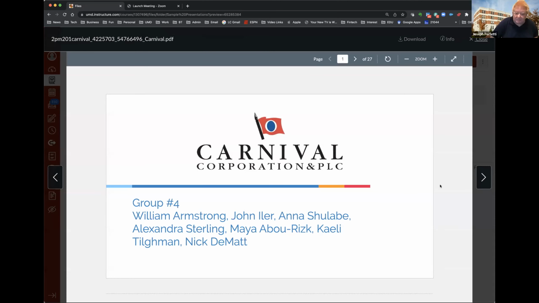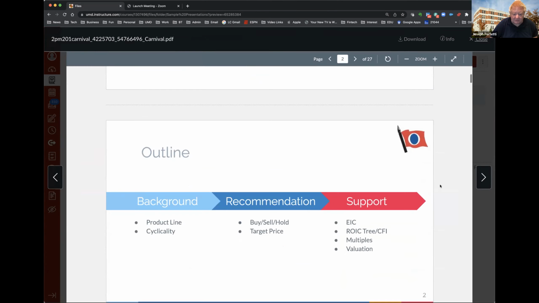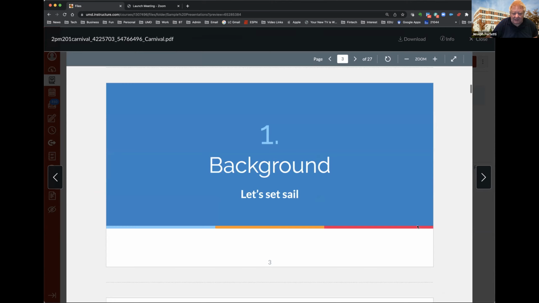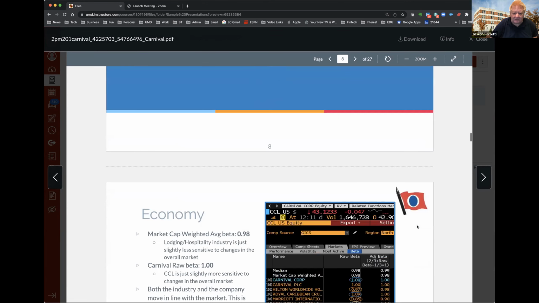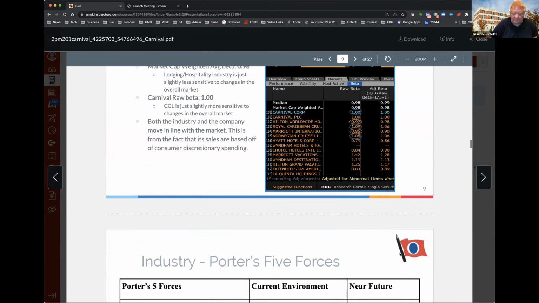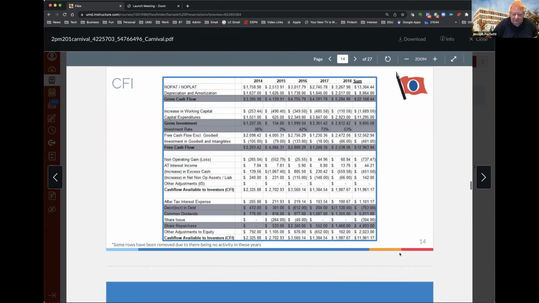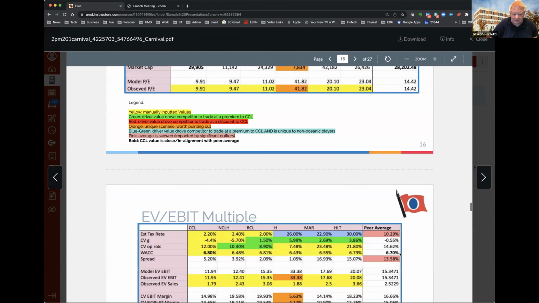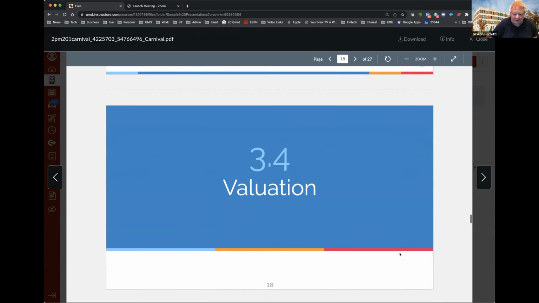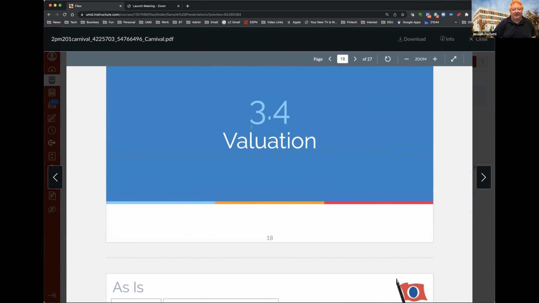Screen share. Chrome. So a few years ago, a team did a presentation on Carnival, the cruise ship company. And what was very helpful, now at the time, they had to do all 4 sections all at once. You're only doing one of the sections in the PowerPoint. We kind of switched the way it did, but this is the valuation section to talk about it.